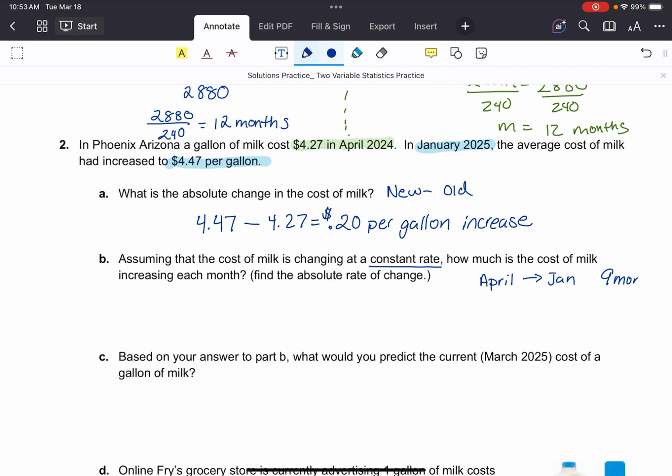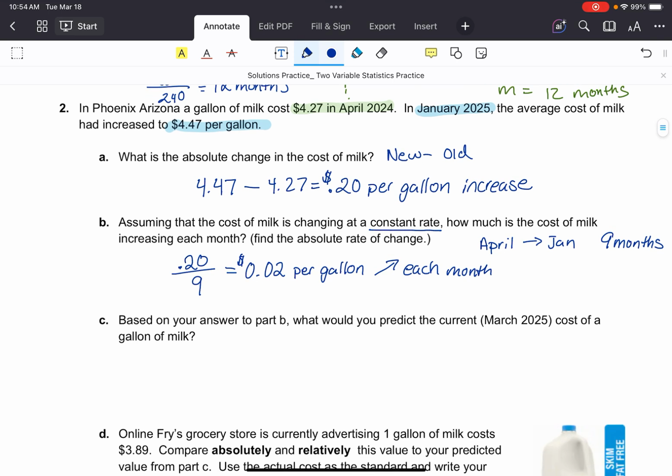So we're going to go with it. Thank you, Google. So 9 months and 20 cents total increase. So we take that absolute change of 20 cents and we divide it by 9. Now this comes out to not exactly a beautiful number. It's like 2's repeating. So we're just going to round it to about 2 cents per gallon increase each month. It's a little more than 2 cents, but we're rounding it, so it's an approximate.